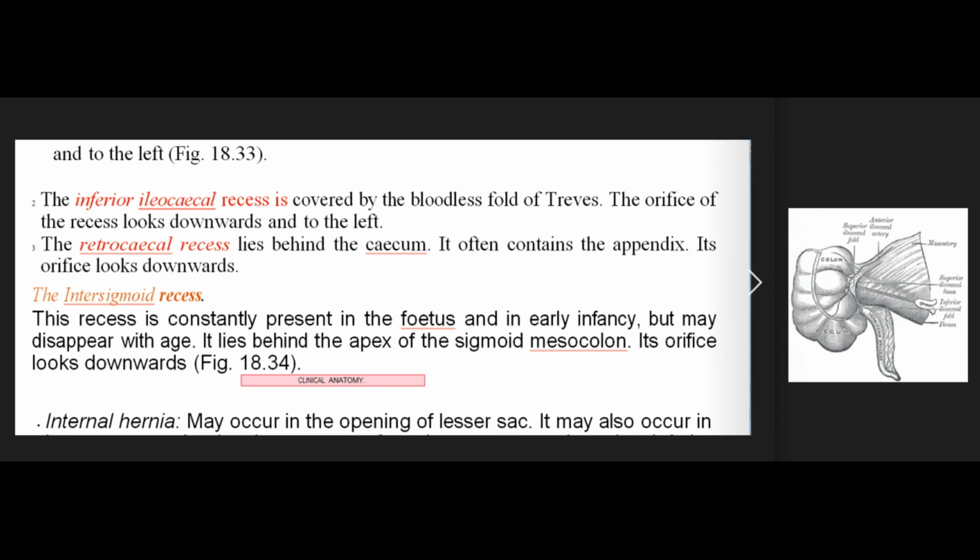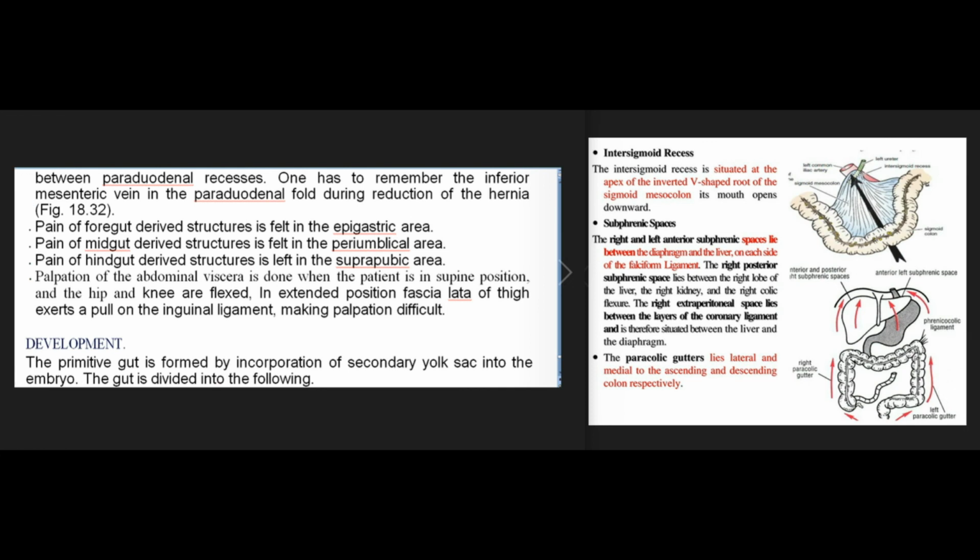The intersigmoid recess. This recess is constantly present in the foetus and in early infancy, but may disappear with age. It lies behind the apex of the sigmoid mesocolon. Its orifice looks downwards. Internal hernia may occur in the opening of the lesser sac. It may also occur in between paraduodenal recesses. One has to remember the inferior mesenteric vein in the paraduodenal fold during reduction of the hernia.